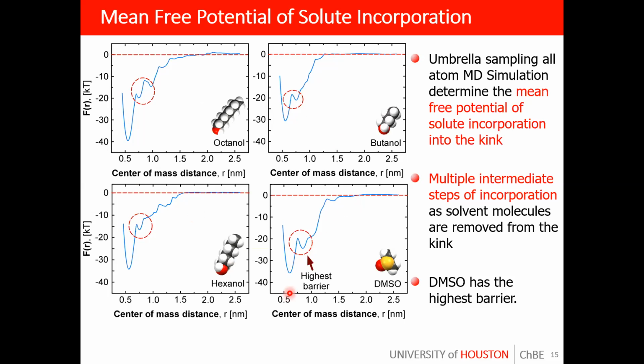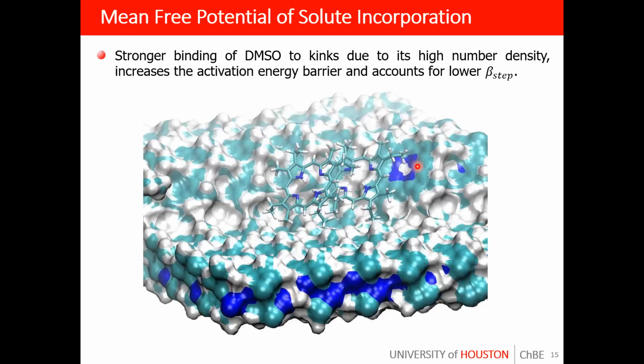And in order to understand the highest activation energy barrier in DMSO, we look into the kink configuration and how the solvents are structured at the kink. At the kink, the polar pyrrole groups of the solutes are exposed, and DMSO, being a small solvent molecule, can have very high structuring at the kink and a strong interaction with these polar pyrrole groups. Hence the solvent removal before the incorporation of solute molecules becomes difficult, and thus a higher activation energy barrier is seen in the case of DMSO.